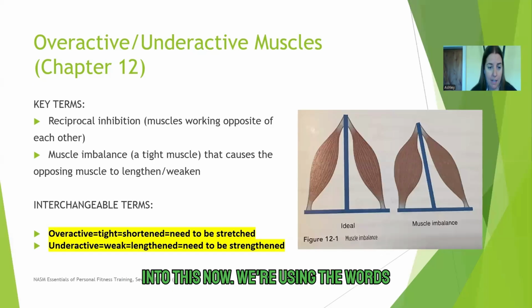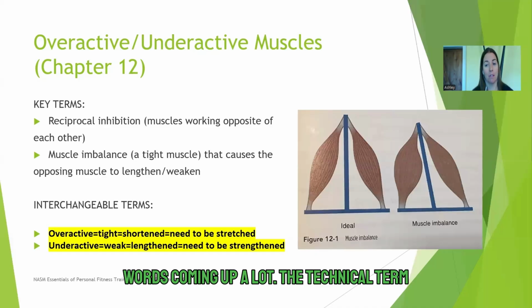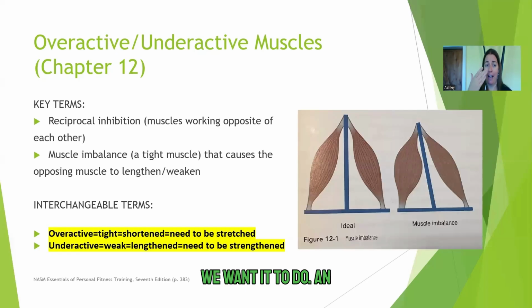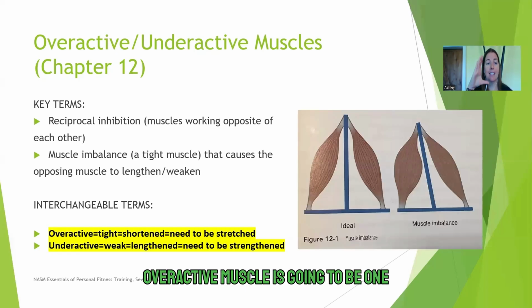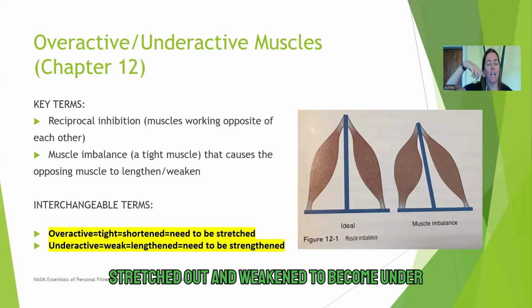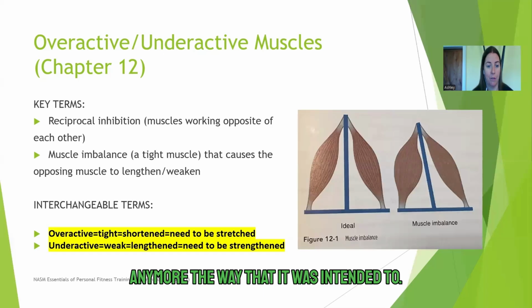So before we get into this now, we're using the words here tight, weak, right? You hear these words coming up a lot. The technical term for a tight muscle is overactive. Like an active muscle is a good thing, right? It's going to contract. That's what we want it to do. An overactive muscle is going to be one that's active too much, right? It's going to be active and it's stuck there. That causes its partner muscle, when that gets stretched out and weakened, to become underactive, right? It can't do its job anymore the way that it was intended to.